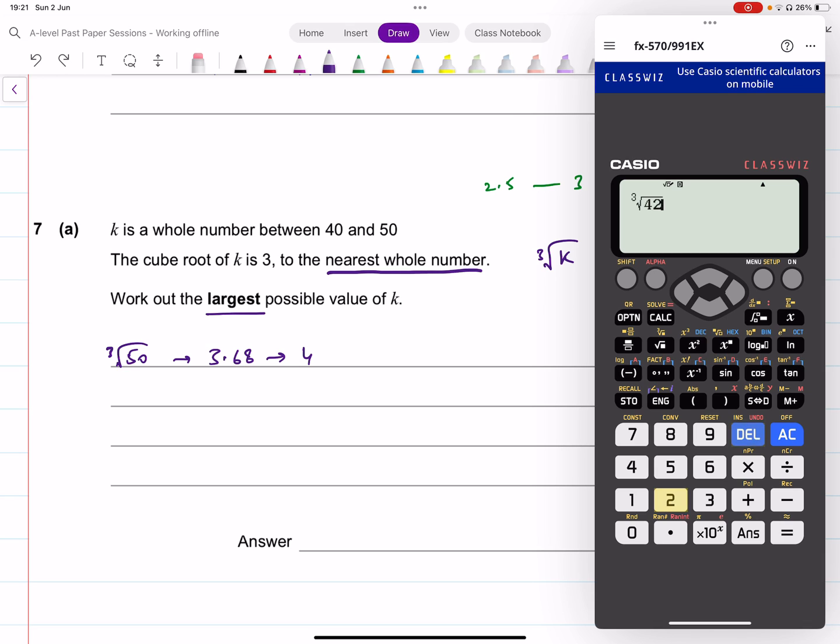However, if we use 42 here, that is slightly less than 43. And that means that this would round off to 3, right? It's slightly less than 3.5. So this is going to round off to 3 now, which means the largest possible value of k that we are looking for here is 42. All right? Because cube root of 42 is what is going to round off to 3. That's the largest possible number for which the cube root is going to round off to 3.